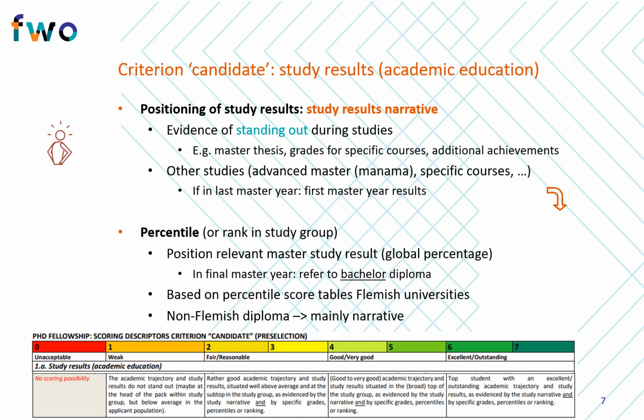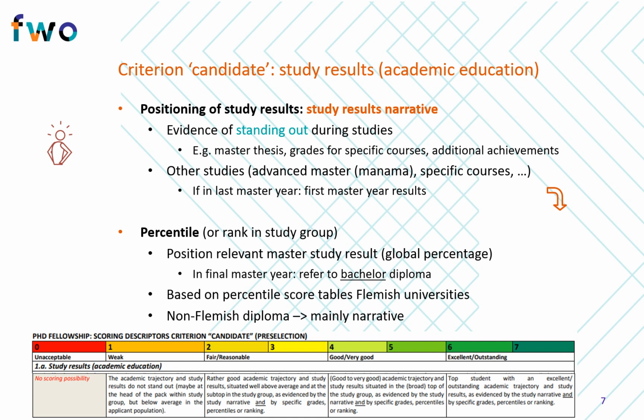They can point out specific academic achievements that highlight their suitability for the PhD fellowship, such as the outcome of their master's thesis or outstanding grades for courses most relevant to the PhD project. They can, on the other hand, also address specific situations that have affected their academic trajectory and results. In case an applicant is still finishing the master's degree, then they can also provide information on achievements in their final year of study.